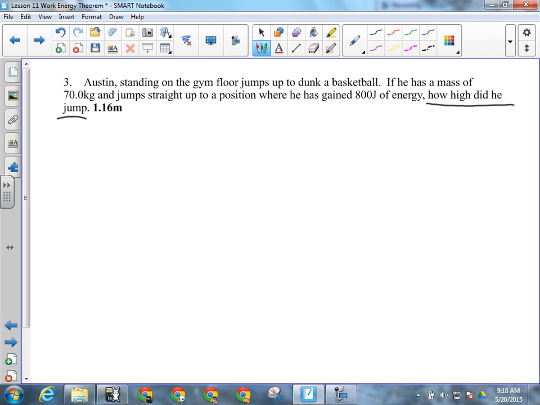Right? So here's what we've got. We've got mass, 70 kilograms. Okay, and we've got that they gained 800 joules of energy. If you gained 800 joules of energy, what has been done? Work. How much work? 800 joules, because work is a change in energy. And if you gained 800 joules, that's how much work was done. The only way you can gain 800 joules of energy is to have 800 joules of work done. All right, so we know that, and of course we always know g. g is always 9.81 meters per second squared.